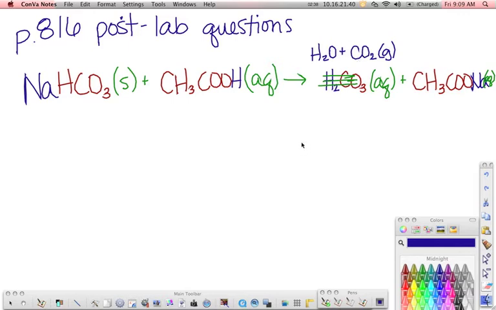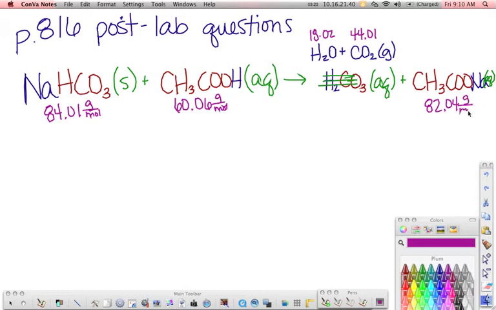Then number 2 said, use a periodic table to calculate the molar mass of each of the reactants and products. So doing that, all you have to do is add up the mass of sodium, hydrogen, carbon, plus 3 oxygens to find sodium bicarbonate, which is going to be 84.01 grams per mole. I'm just going to put this up here real quick because I know you guys know how to find this. For the acetic acid, it's going to be 60.06 grams per mole. Water, of course, is 18.02, and carbon dioxide is 44.01, both of these grams per mole. And then sodium acetate is 82.04 grams per mole.